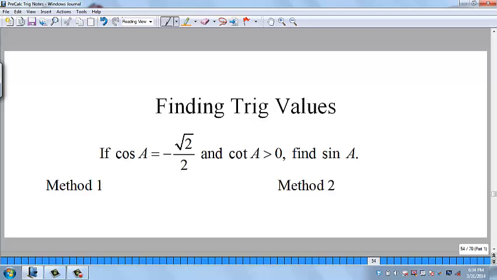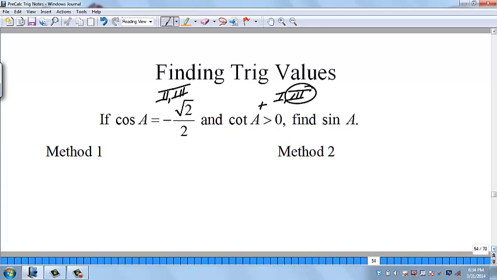If cosine of A is negative radical 2 over 2, so it's negative, so cosine is negative in quadrant 2 and 3. And if cotangent is positive, and cotangent is the same as tangent is positive, so that's positive in 1 and 3, again our angle is in quadrant 3. Let me show you both methods.